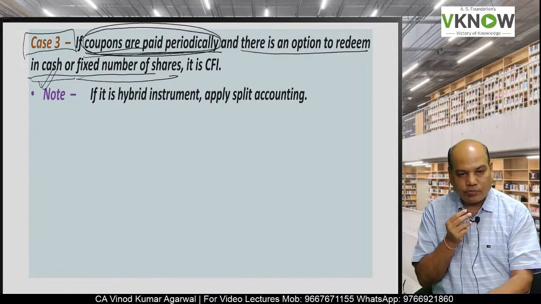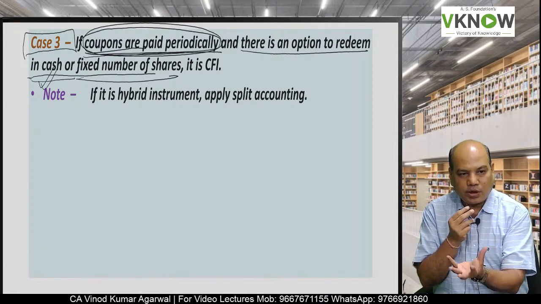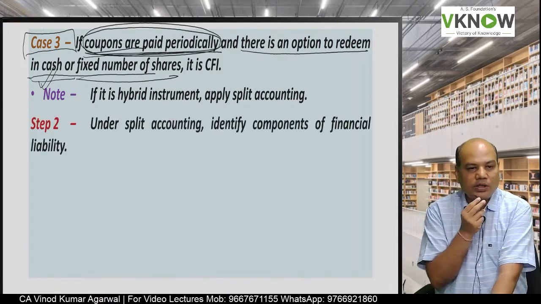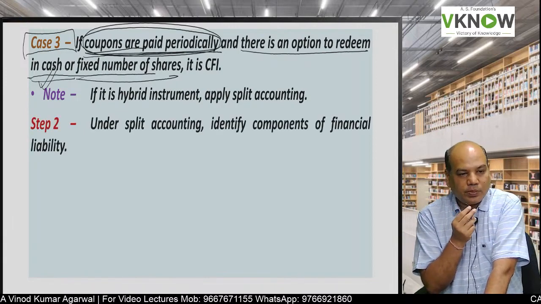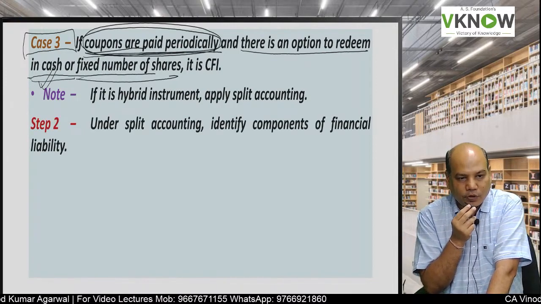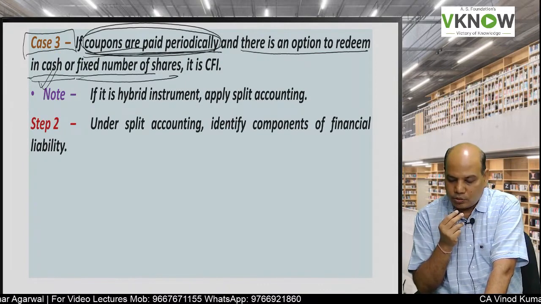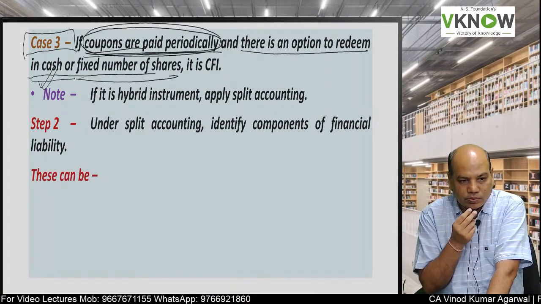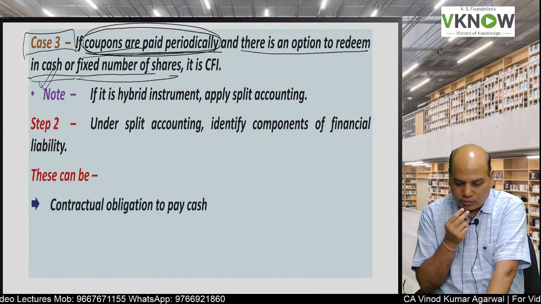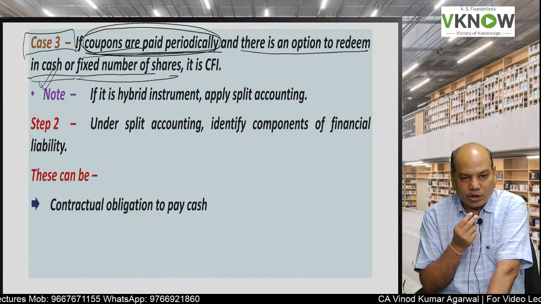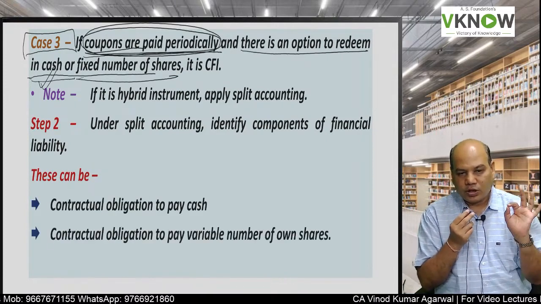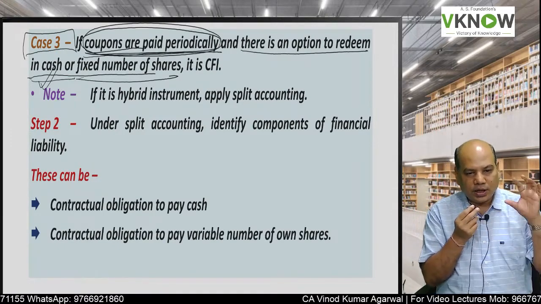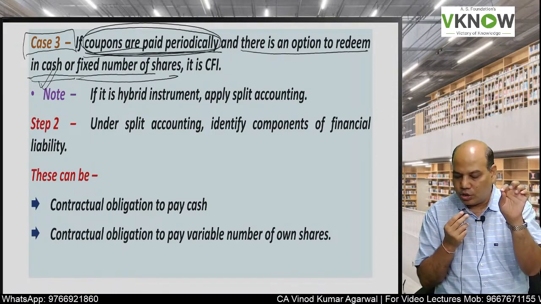So what we have to do, because now it is a hybrid instrument, a compound instrument, I have to split the liability portion and the equity portion, because the accounting treatment of the liability portion is different from the accounting treatment of the equity portion. So we'll have to now identify how much is the liability component and how much is the equity component. To find out the liability component, I have to check what is the contractual obligation to pay cash. What is that amount of cash which we cannot avoid?